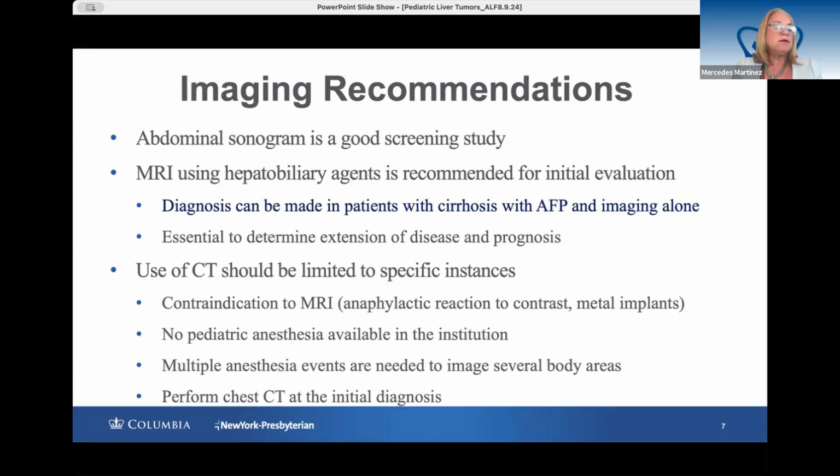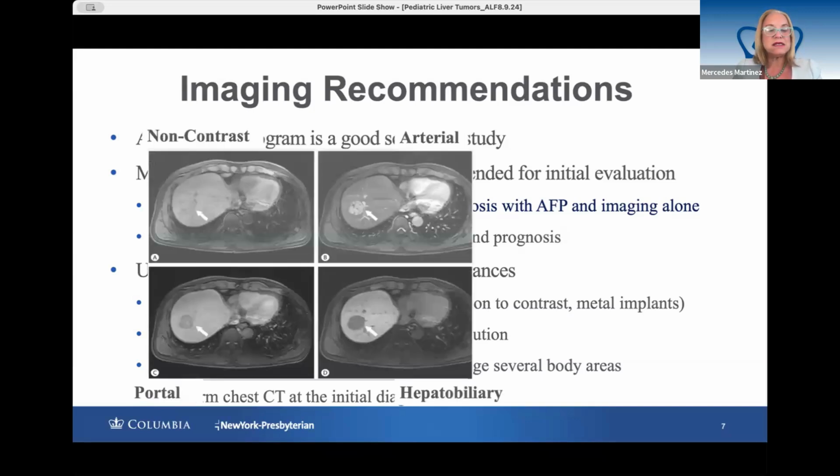MRI is how people recognize this modality. Usually, if we are ordering this suspecting liver tumors, there are special contrast agents that the doctors are very familiar with. And this is so powerful. This study is so powerful that the diagnosis can be made in patients with cirrhosis just by looking at the MRI. And this is an example.